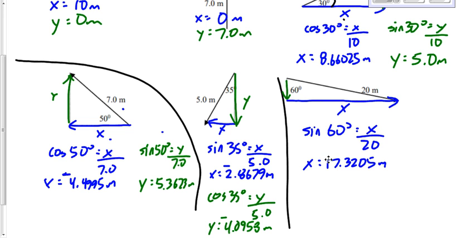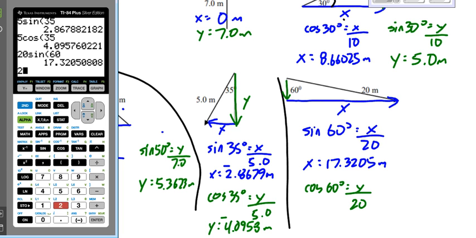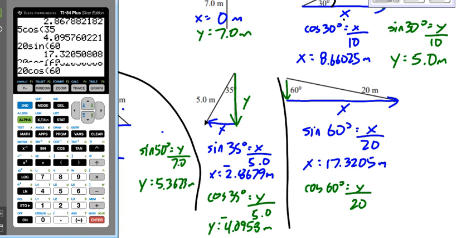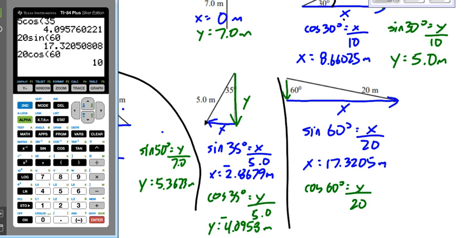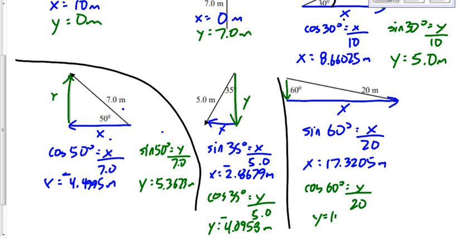And then the y component, well, that's going to be the cosine function again. Cosine 60 degrees is equal to adjacent over hypotenuse. And 20 cos 60 should give me 10. 20 cos 60, 10. Is that okay?